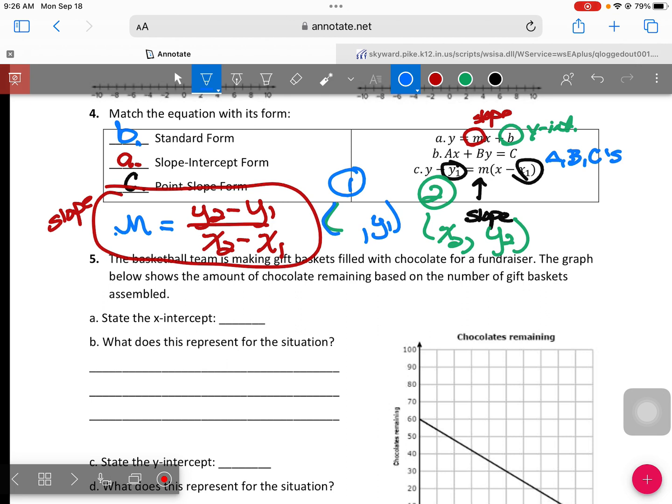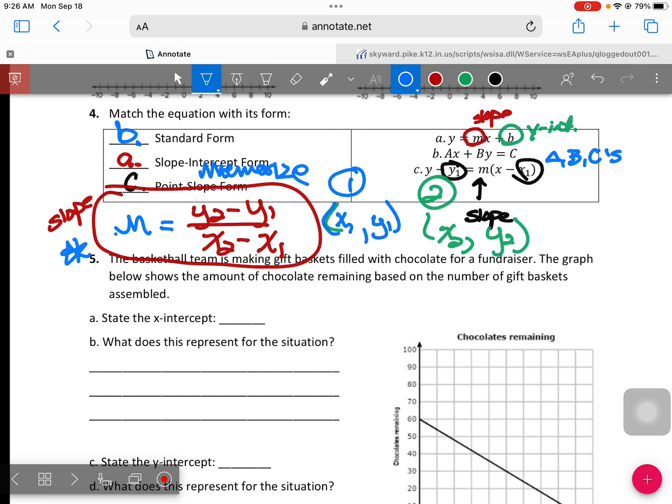Okay. I would like to go over 5. 5 was one that gave people trouble. I remember last year. It seems easy, but it's the explanation that gives people trouble. All right, number 5 on page 2. The basketball team is making gift baskets filled with chocolates for a fundraiser. The graph below shows the amount of chocolate remaining based on the number of gift baskets.